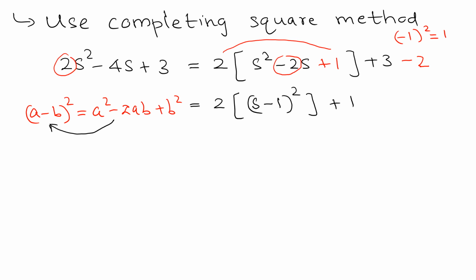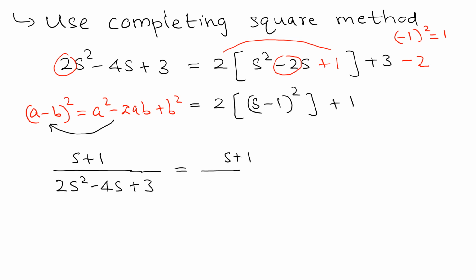Now after we do that, we're going to go back to the fraction and we can write it like this. The numerator has no change. For the denominator, we can write it as 2 times s minus 1 squared plus 1. So that's what you get. So that's the first step.